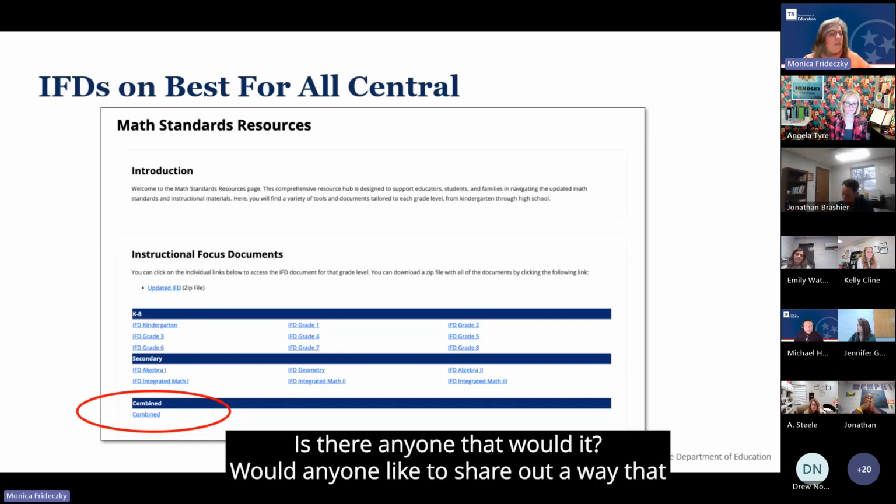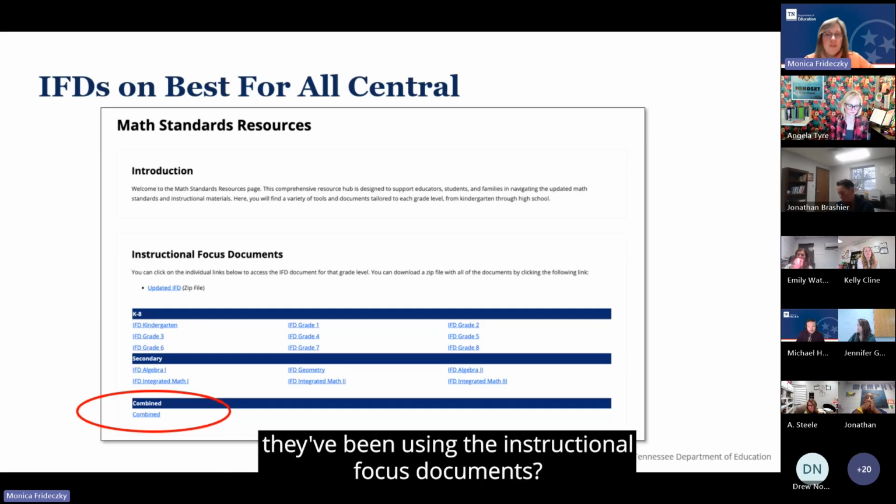Would anyone like to share out a way that they've been using the instructional focus documents?